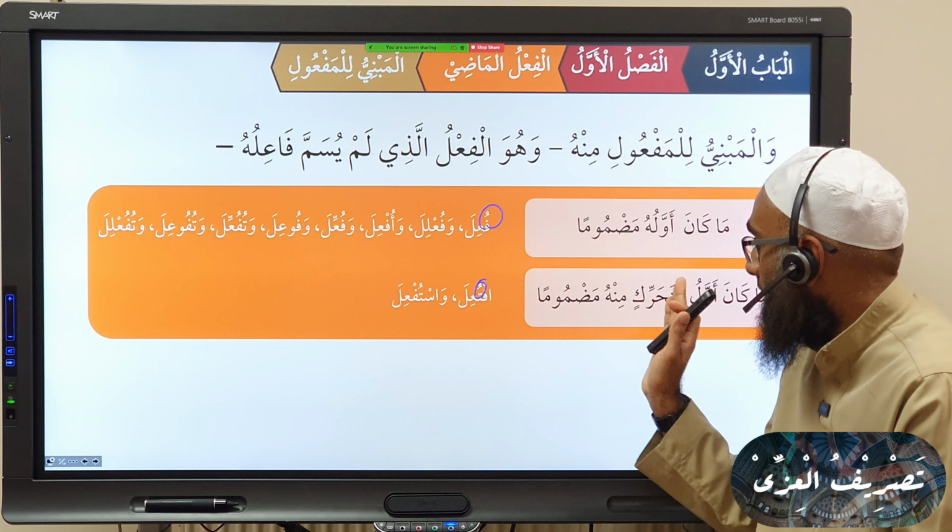Basically, the first one is this: the madhi, mudari, amr and ismun fa'il, maf'ul. That's the main chapters in here. How to conjugate madhi, mudari, amr and ismun fa'il, maf'ul. Yes? You got it? Okay.